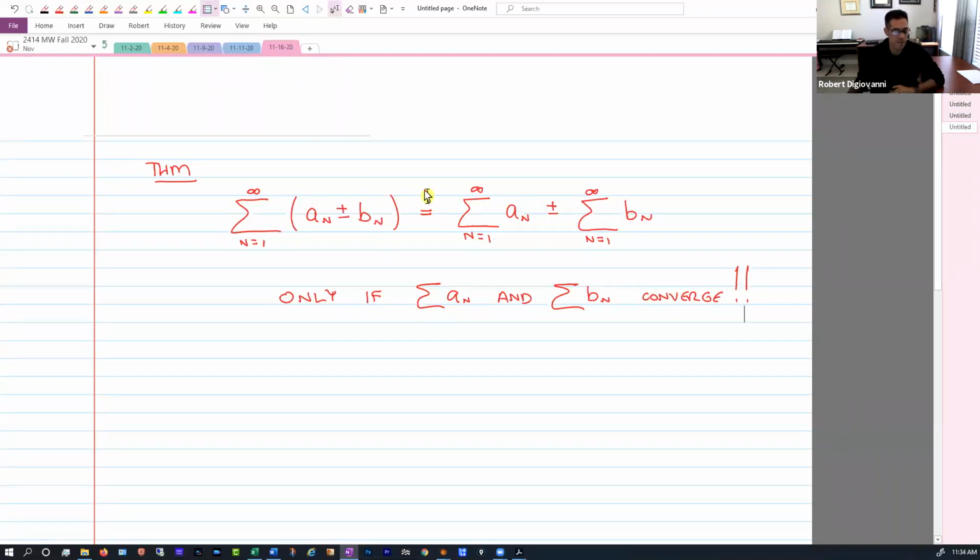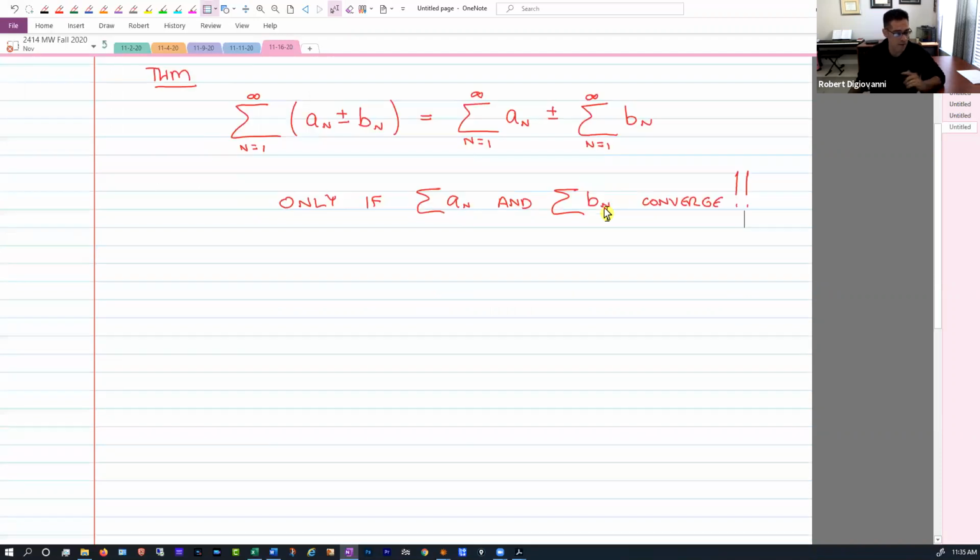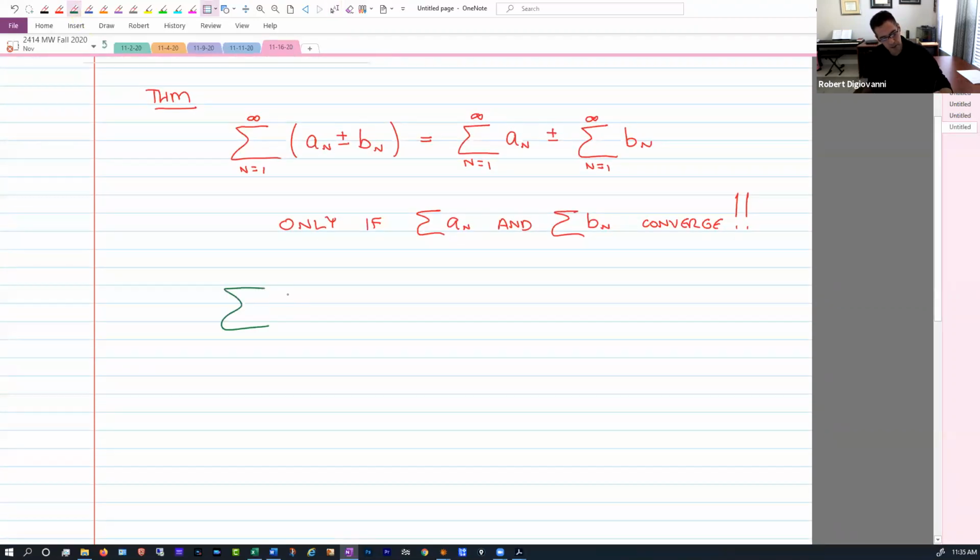So what I'm saying is this: you're allowed to split this up into two separate series with addition or subtraction between them, but you can only do that if these guys right here converge. If one of these diverge, then you're not allowed to split them up. Okay? You can't pull them apart unless they both converge. I'll give you a specific example of this underneath this. Let's say we had this sum n equals 1 to infinity of 2/3 to the n minus 4/5 to the n minus 1.